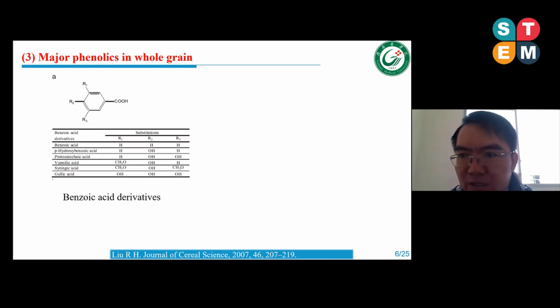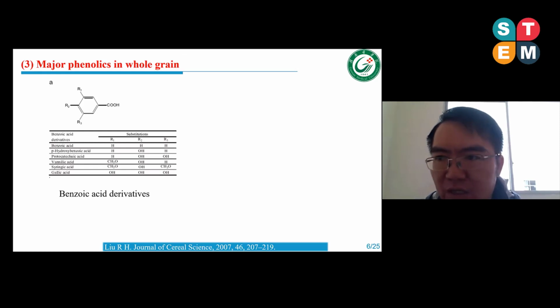and cinnamic acid derivatives. Benzoic acid derivatives include benzoic acid, p-hydroxybenzoic acid, protocatechuic acid, vanillic acid, salicylic acid, and gallic acid. And the cinnamic acid derivatives include cinnamic acid, p-coumaric acid, caffeic acid, ferulic acid, and sinapic acid.